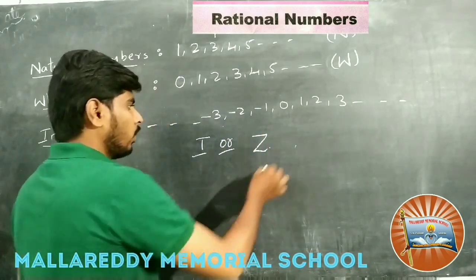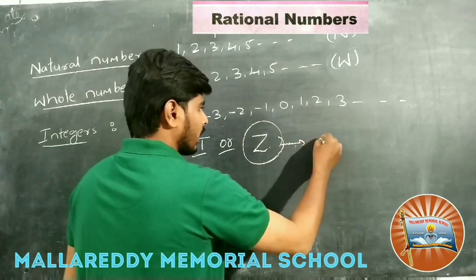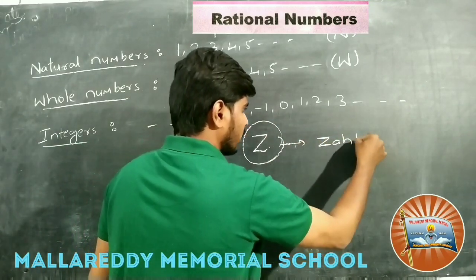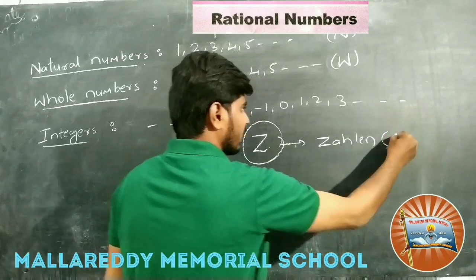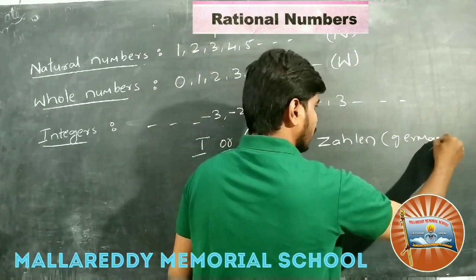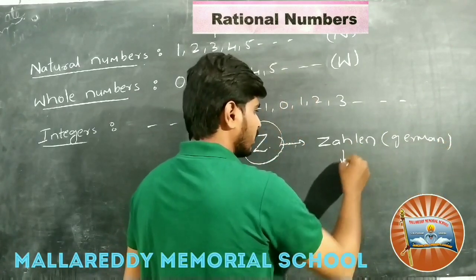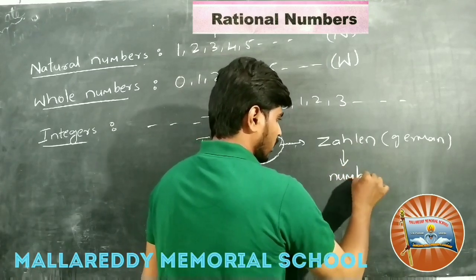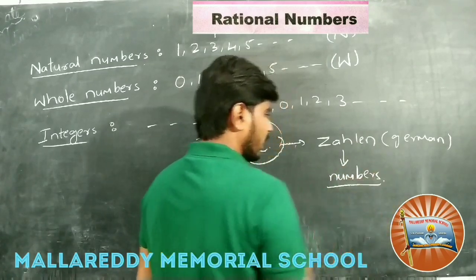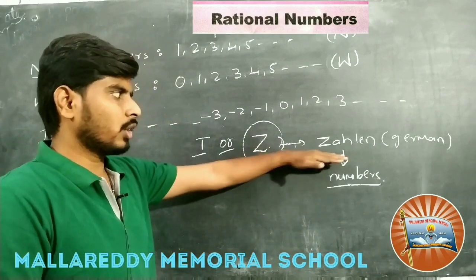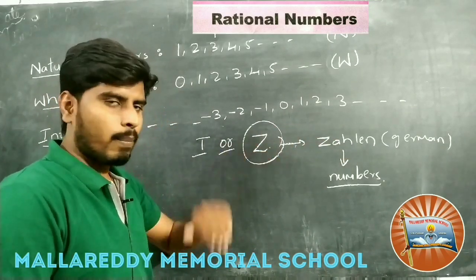Z comes from the German word Zahlen. The meaning of Zahlen is numbers. That is why we call it Z.